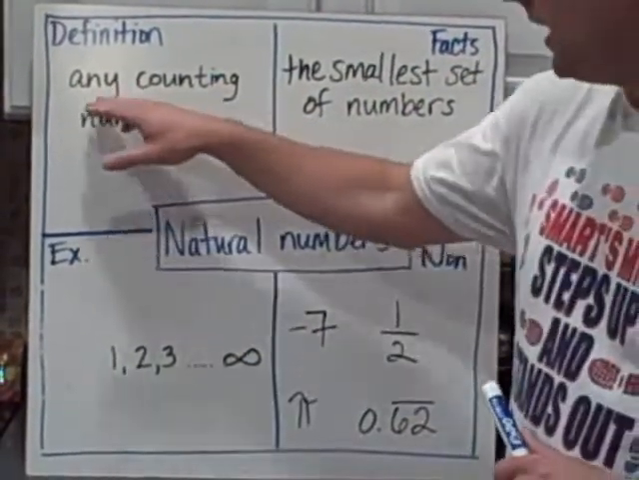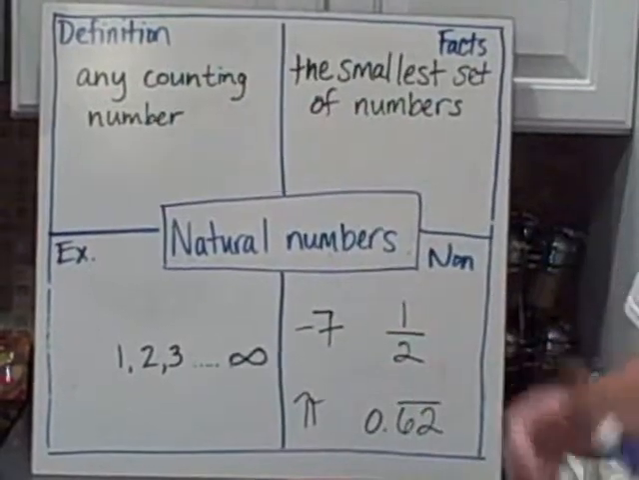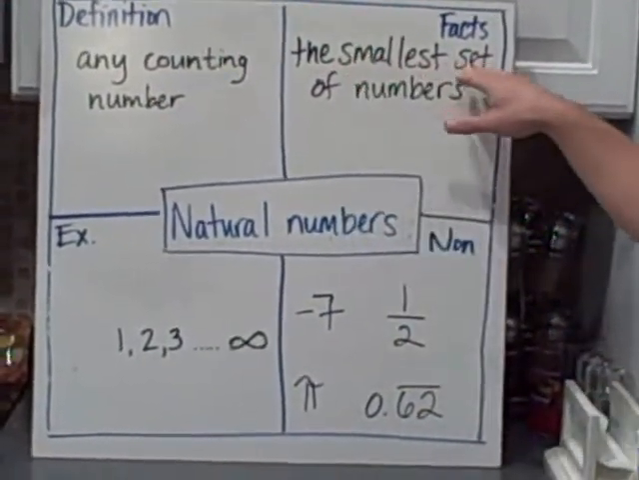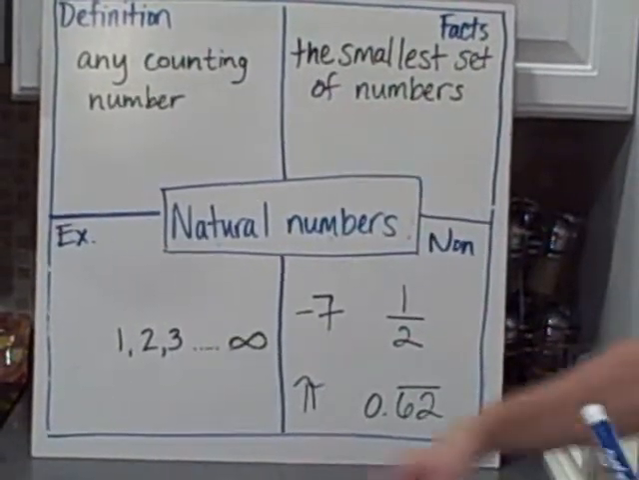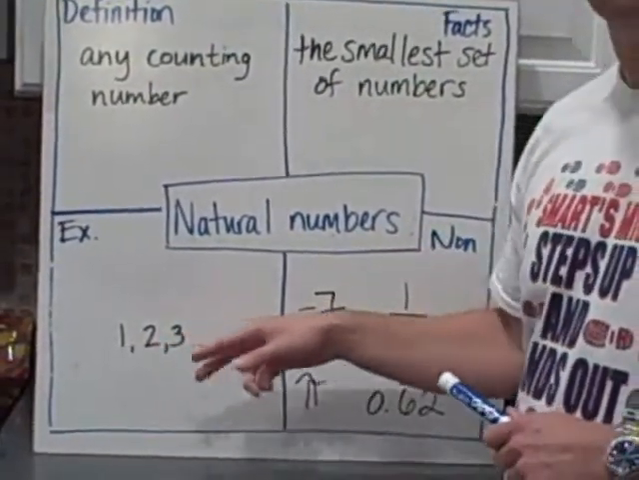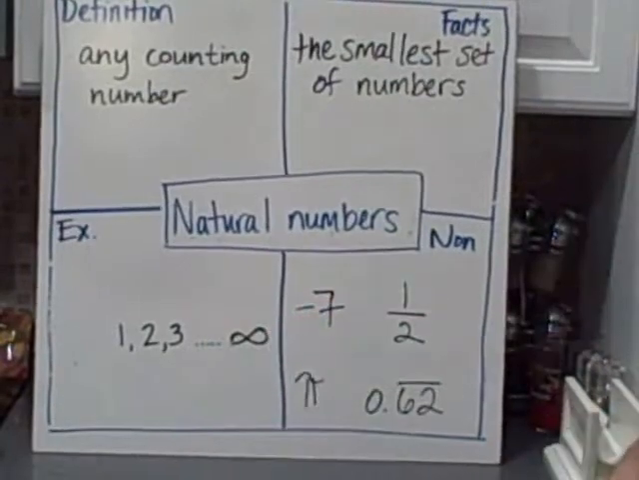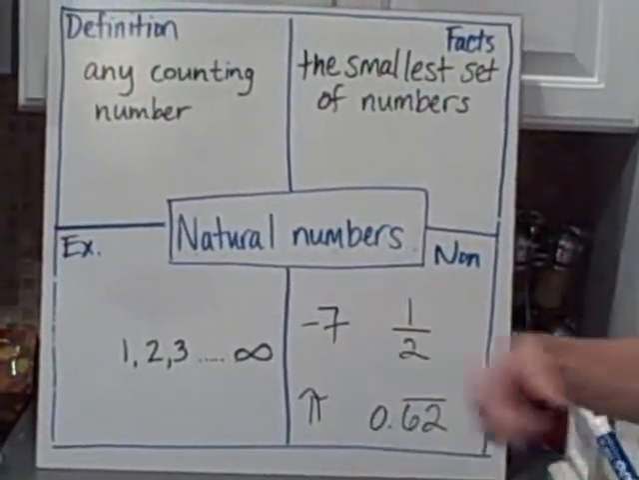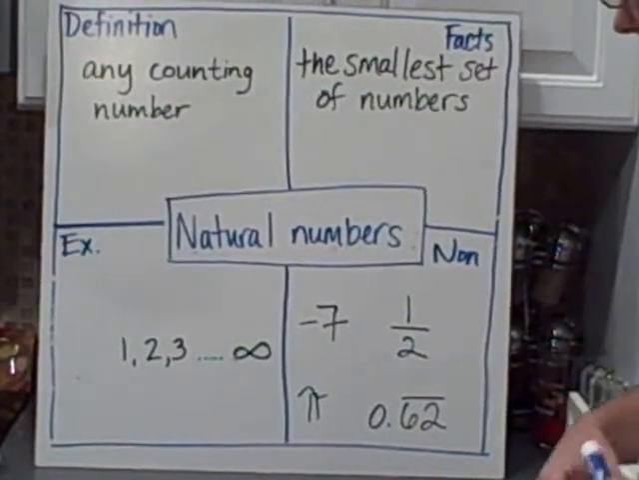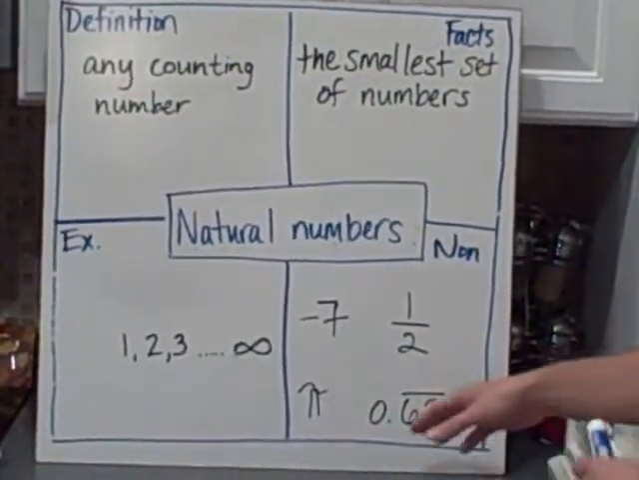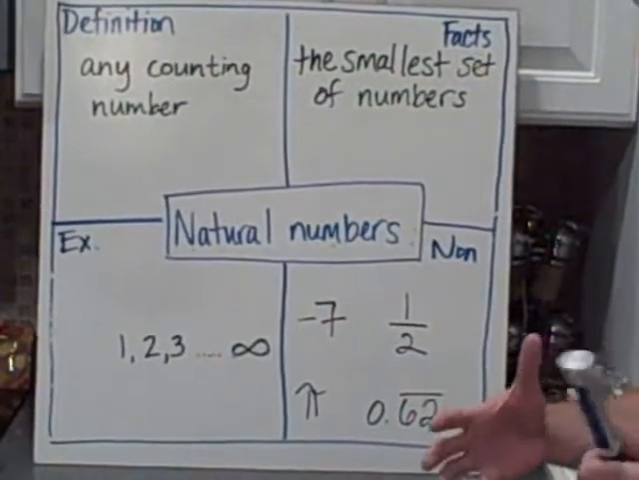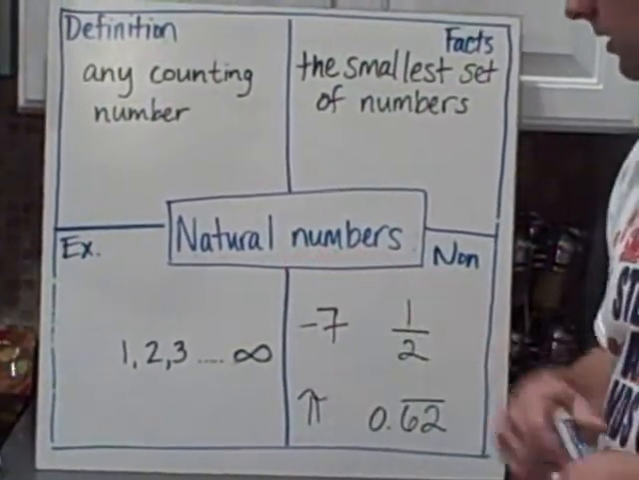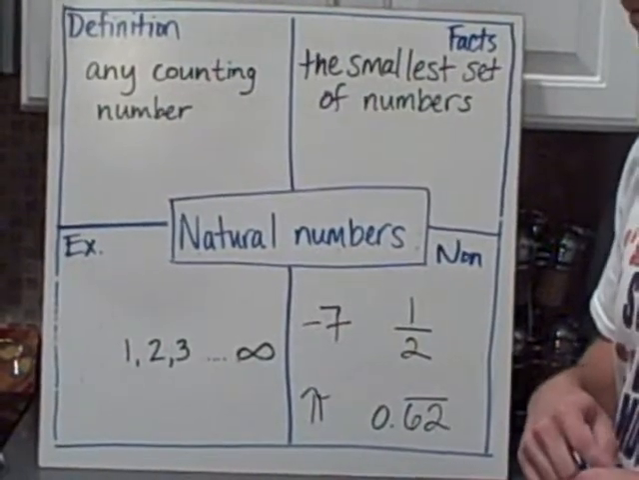The natural numbers are any counting number. They're the first numbers you learned back in kindergarten. All right, it's the smallest set of numbers. And it includes 1, 2, 3, and so on to infinity. The non-examples are -7, 1/2 because it's a fraction, pi, 0.62 repeating. Any fractions, decimals, percents, they're going to fall outside of this category.